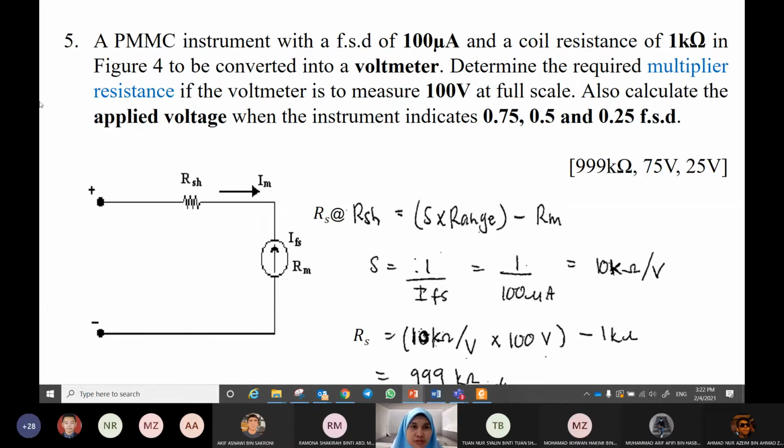Okay, determine the required multiplier resistance, no R shown here, but RS, if the voltmeter is to measure 100 volt at full scale. Okay, so the voltmeter range is 100 volt. So you have to find RS. Also calculate the applied voltage when the instrument indicates this. Okay, so we want to find RS. RS is equal to S multiplied with the V range minus RM. And S is equal to 1 over current, 1 over 100 micro, we get 10K ohm per volt.